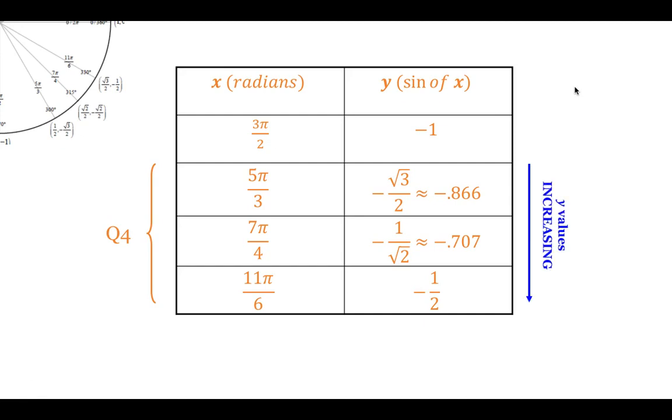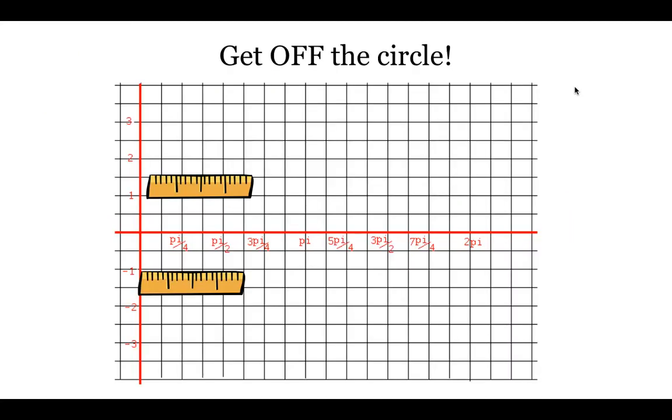Right? So now my y values are increasing. So they're increasing in quadrants 1 and 4, decreasing in quadrants 2 and 3. So if you noticed, we never went below negative 1 and we never went above 1. We stayed within that, right? Think, oh, that's the radius, right?